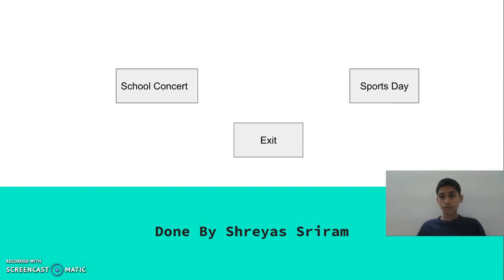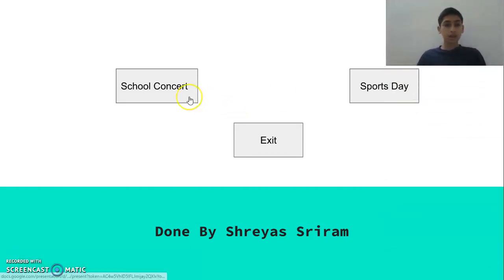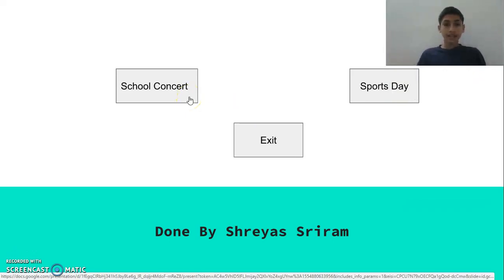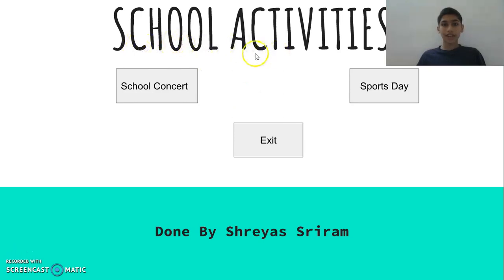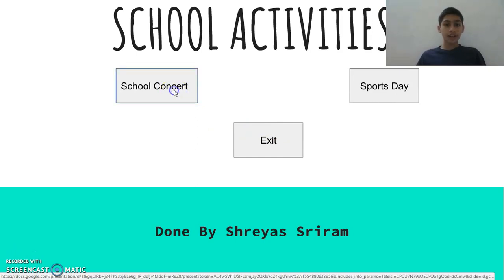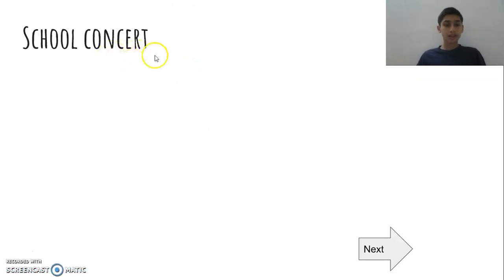Now I'll click enter, and the topic, as I've told you, is school activities, and that's the heading. And I've given three options: school concert, sports day, and exit, as it is said in the instructions. So now I'll click school concert. If I click, it will show me the content related to school concert.